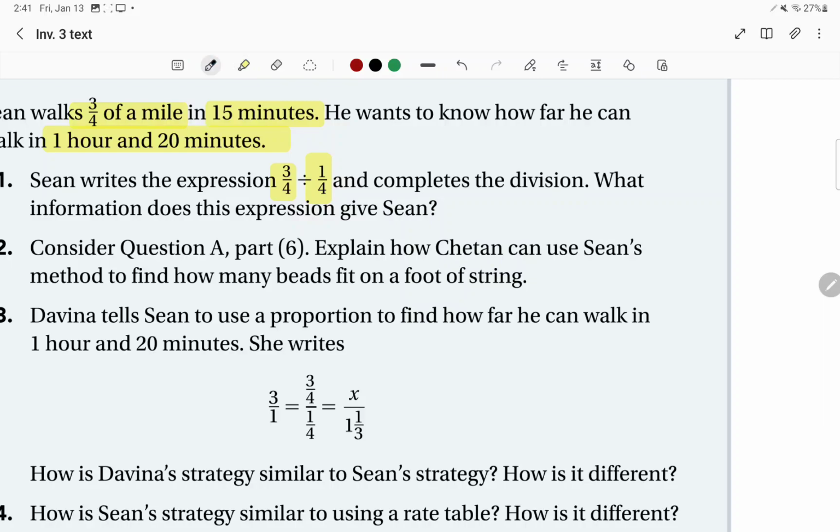So if you think about what he's doing, he's taking this number in terms of miles and this number in terms of hours, right? And he's dividing them. So if you want to know what the unit rate is, so if you know that it's $2.45 per 2 gallons, and you want to know how much per gallon, you would take 245 divided by 2. So he's doing the same thing here. He's taking 3/4 divided by 15 minutes, which is 1/4 of an hour. So he's finding the unit rate.